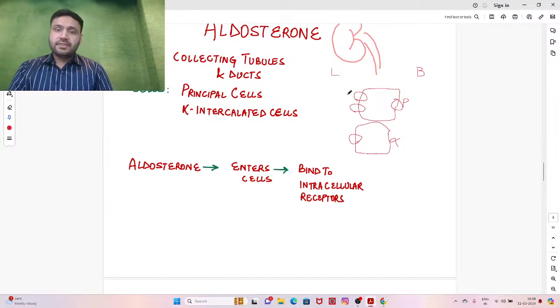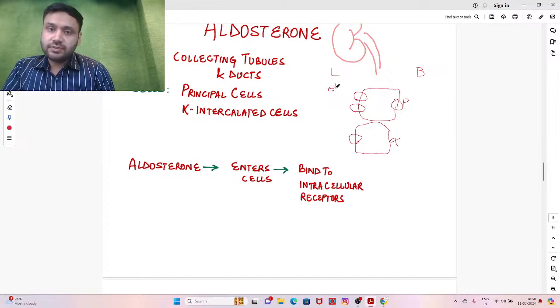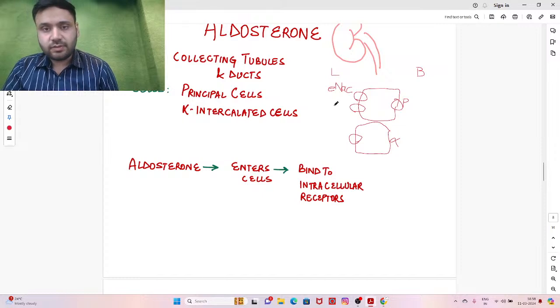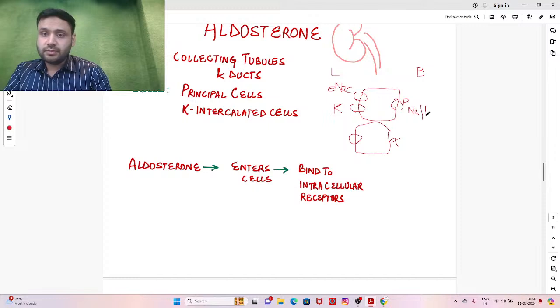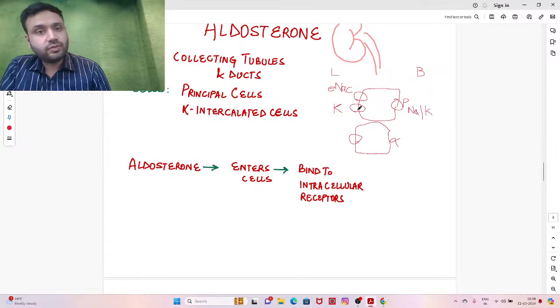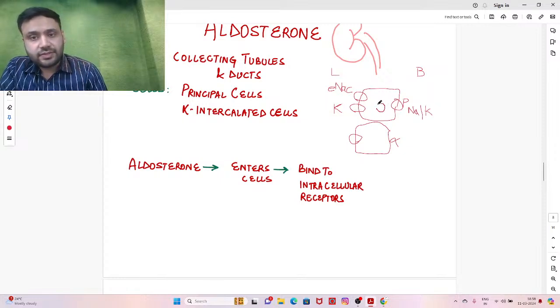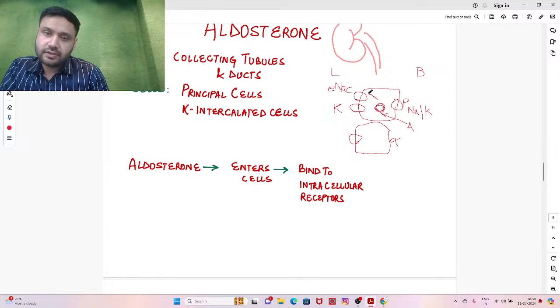So the principal cell, the first important channel is the epithelial sodium channel. The second important channel is the potassium channel. And on the blood side of the principal cells, we have the sodium potassium ATPase pump. So what does aldosterone do? Aldosterone has intracellular receptors. If this is aldosterone, it would enter the cell, bind to the receptor here, and would increase the expression of channels, which are epithelial sodium channels and potassium channels.